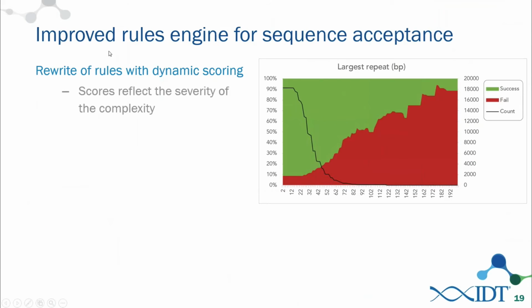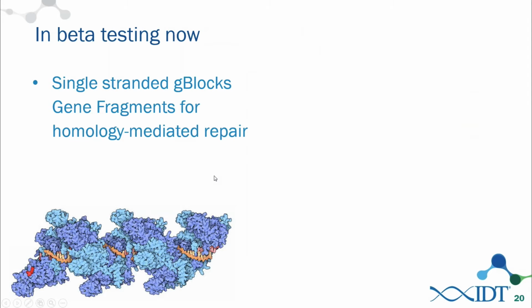The improved rules engine is something that we're working on constantly, and this is something that we're updating a lot. And this is just an example of a single rule that we look at and the successes and failures that occur with a test set of sequences as the complexity of that rule becomes larger and larger. And so this allows us to identify exactly where the problems lie within a sequence, and again, increase the predictive accuracy of the scoring and the rules that we're using.